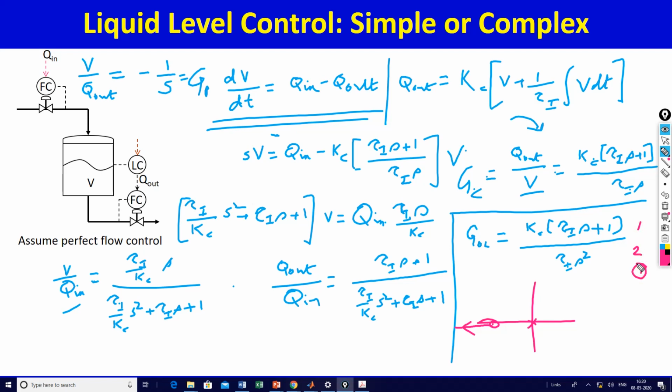So because the overall order is 1, you will get one asymptote, and that asymptote is already drawn there. It will have an angle of minus 180 degrees, and so there will be two branches starting from the two poles at the origin. One of them will end up at the zero, and the other one will end up in the asymptote. So the root locus would look something like this, and its mirror image. So that's the root locus.